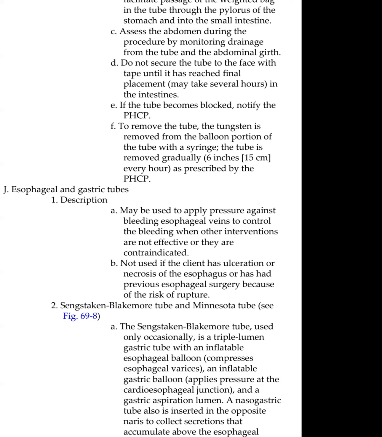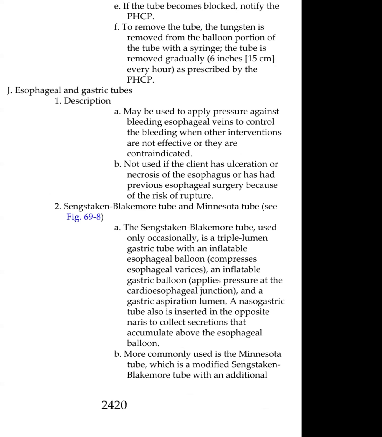Now, Sengstaken-Blakemore tube or a Minnesota tube. Sengstaken-Blakemore tube, used only occasionally, is a triple lumen gastric tube with an inflatable esophageal balloon.